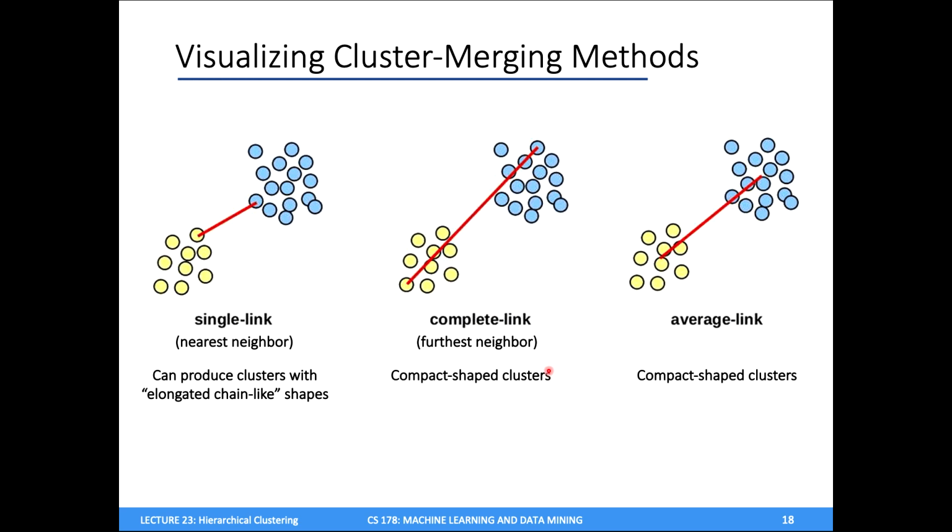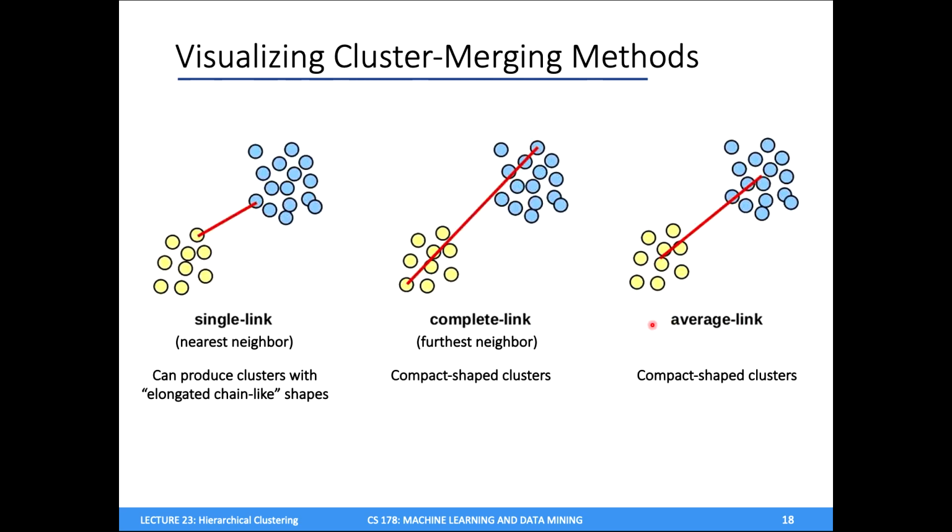The second metric here, this complete link metric, or furthest neighbor metric, essentially computes the distance between the yellow cluster and the blue cluster, not as the distance between the closest points, but rather as the distance between the furthest points. So here, this yellow point is the furthest yellow point from the blue cluster over here. So we'll use this distance as the distance between the clusters.